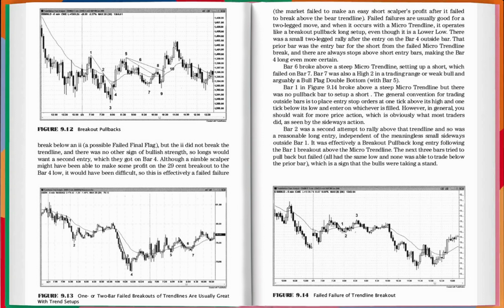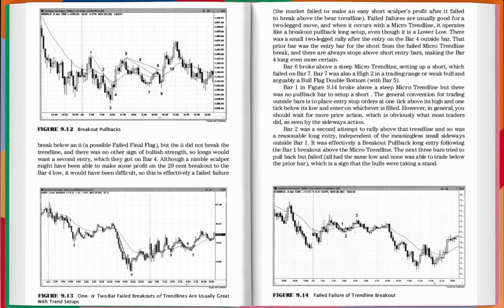General convention for trading outside bars is to place entry stop orders at 1 tick above its high and 1 tick below its low and enter on whichever is filled. However, in general, you should wait for more price action, which is obviously what most traders did, as seen by the sideways action. Bar 2 was a second attempt to rally above that trend line, and so was a reasonable long entry, independent of the meaningless small sideways outside bar 1. It was effectively a breakout pullback long entry following the bar 1 breakout above the micro trend line.